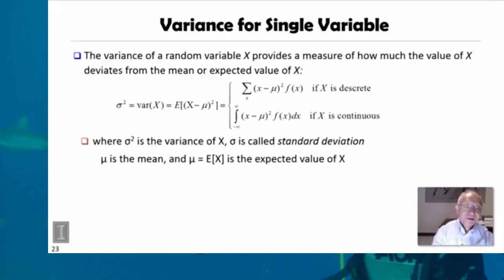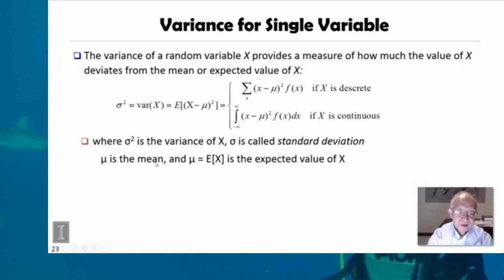What is variance? I think you all know what an average is. For example, the average salary of employees in a company. The average, also called the mean, is mathematically represented as mu. So mu actually is the expected value of x.